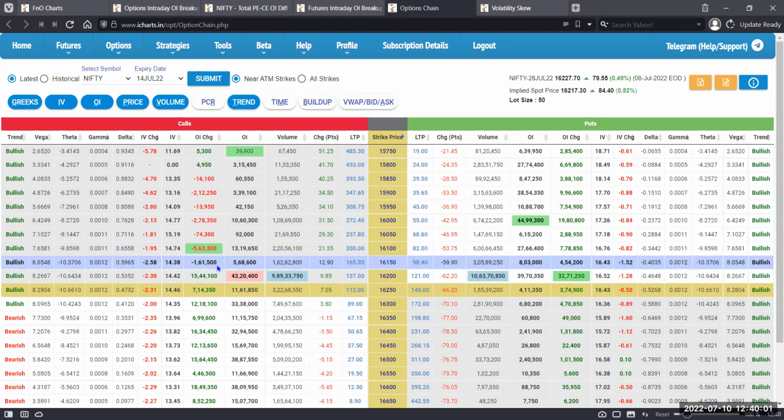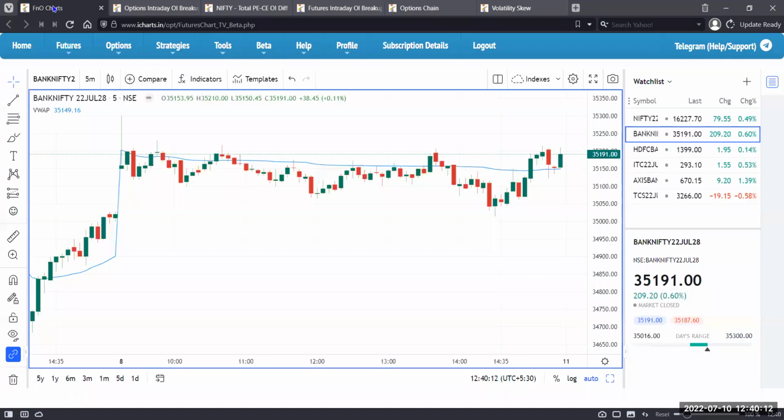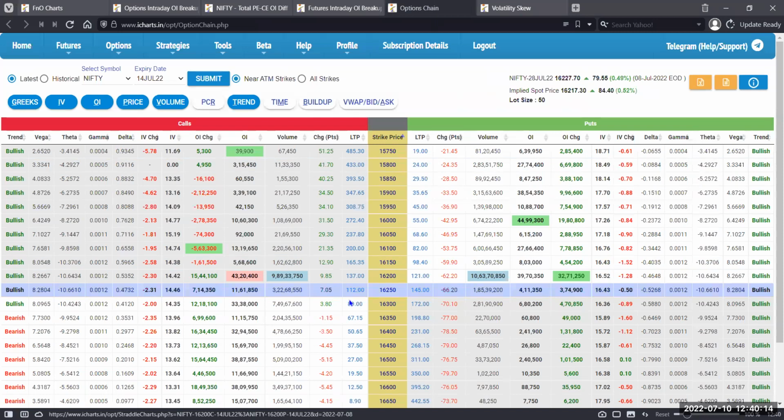Of course, in the next option chain update, we are going to have a session OI change column also, which will tell you what is happening since morning. But that also will not tell you what is happening in the last 15 minutes. It would be excellent if we can have a session column.